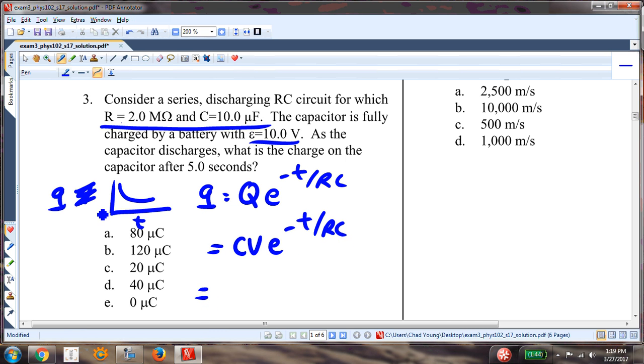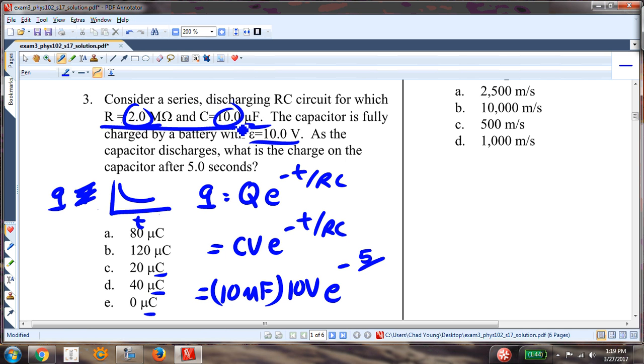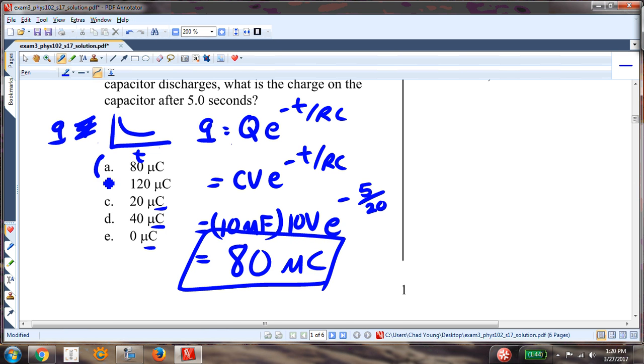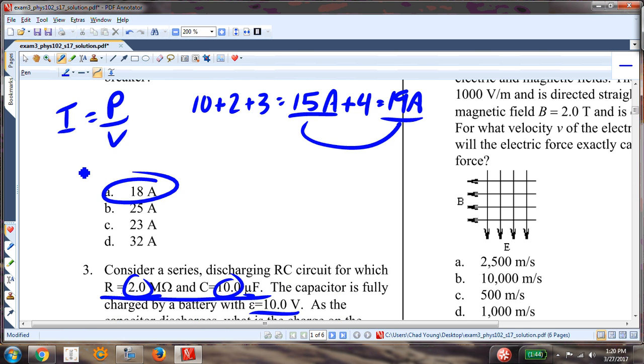All right, so I have 10 microfarads, that's my capacitance. The voltage is 10 volts. And that would give me microcoulombs, but that's what I'm looking for anyway, times e to the minus 5, and then R times C, that's 2 times 10. Notice I have mega and micro, and those cancel out, so I have 5 over 20. And when I do that, I get, excuse me, 100 times 0.77, so it comes out to be 80 microcoulombs. So A is the right answer for number 3.